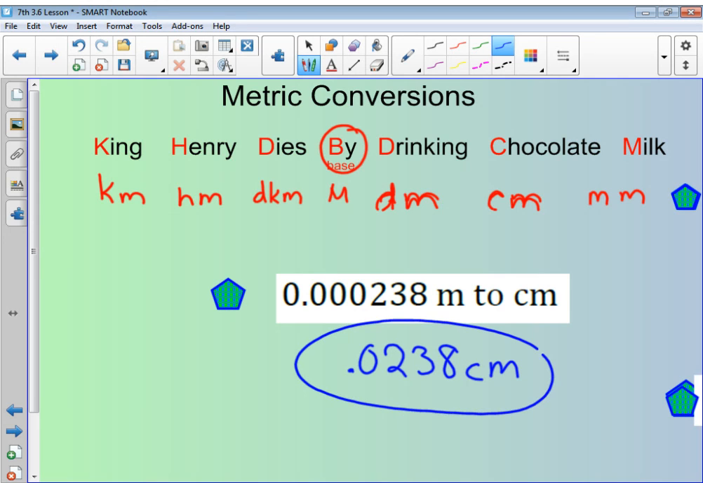You should have gotten 0.0238 centimeters, going from meters to centimeters. So that's it for the metric system conversions. Once again, very easy process to convert in the metric system because it's all based on 10. Make sure that you've got one of those sayings down. I like the King Henry dies by drinking chocolate milk, but there are other sayings out there. You need to come up with how you can memorize the order of those, so that when you are assessed on them, you're able to do that without having to use a conversion chart on the back of your book. Good luck with this.